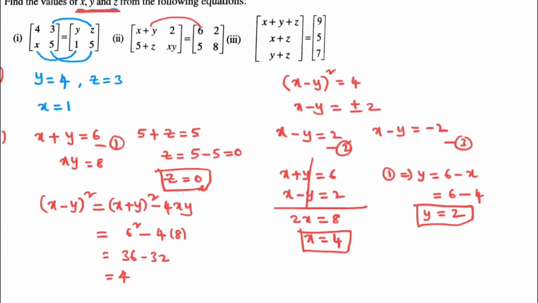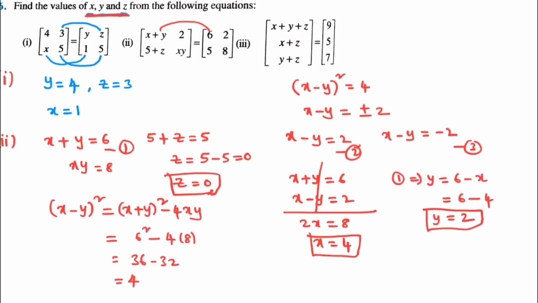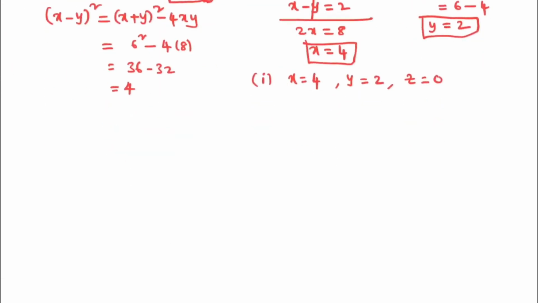What they are asking in this question is to find the x value, y value, and z value. So I got the first set of solution: x is 4, y is 2, z is 0. But other values are also possible, because I didn't use the third equation. Now I'll solve the first equation and the third equation.